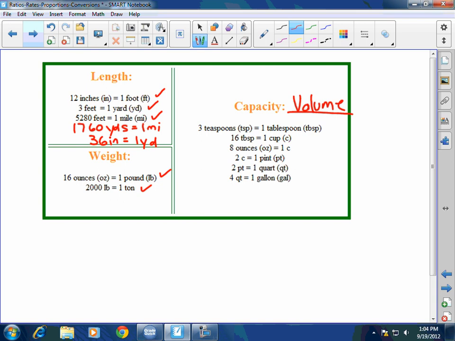16 tablespoons equals a cup. 8 fluid ounces in 1 cup. I'm going to put a little FL there because it's fluid ounces. 2 cups in a pint, 2 pints in a quart, 4 quarts in a gallon.